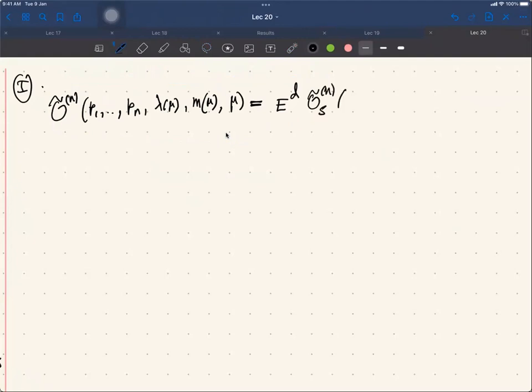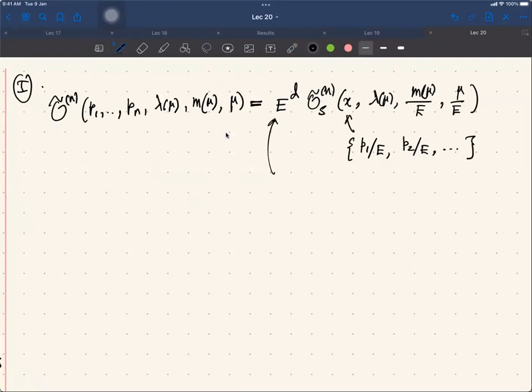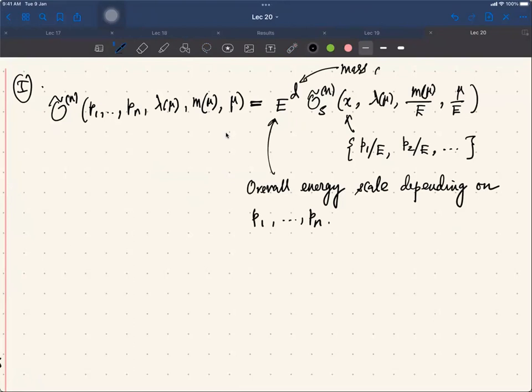In, say, scaled x comma lambda mu, m mu over E and mu over E, where x is the set of ratios of external momenta and E is an overall energy scale, depending on p1 to pn, and D is the mass dimension of the quantity.